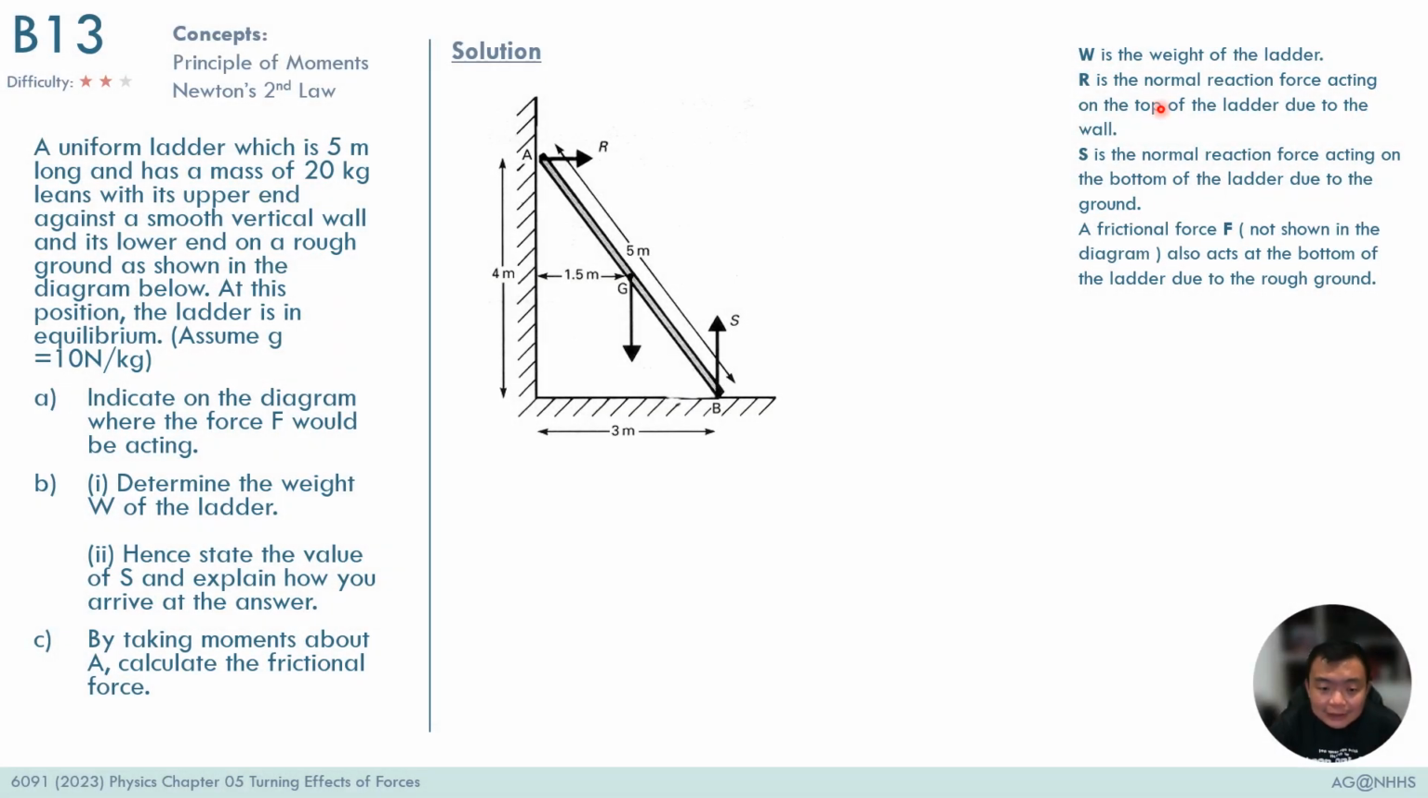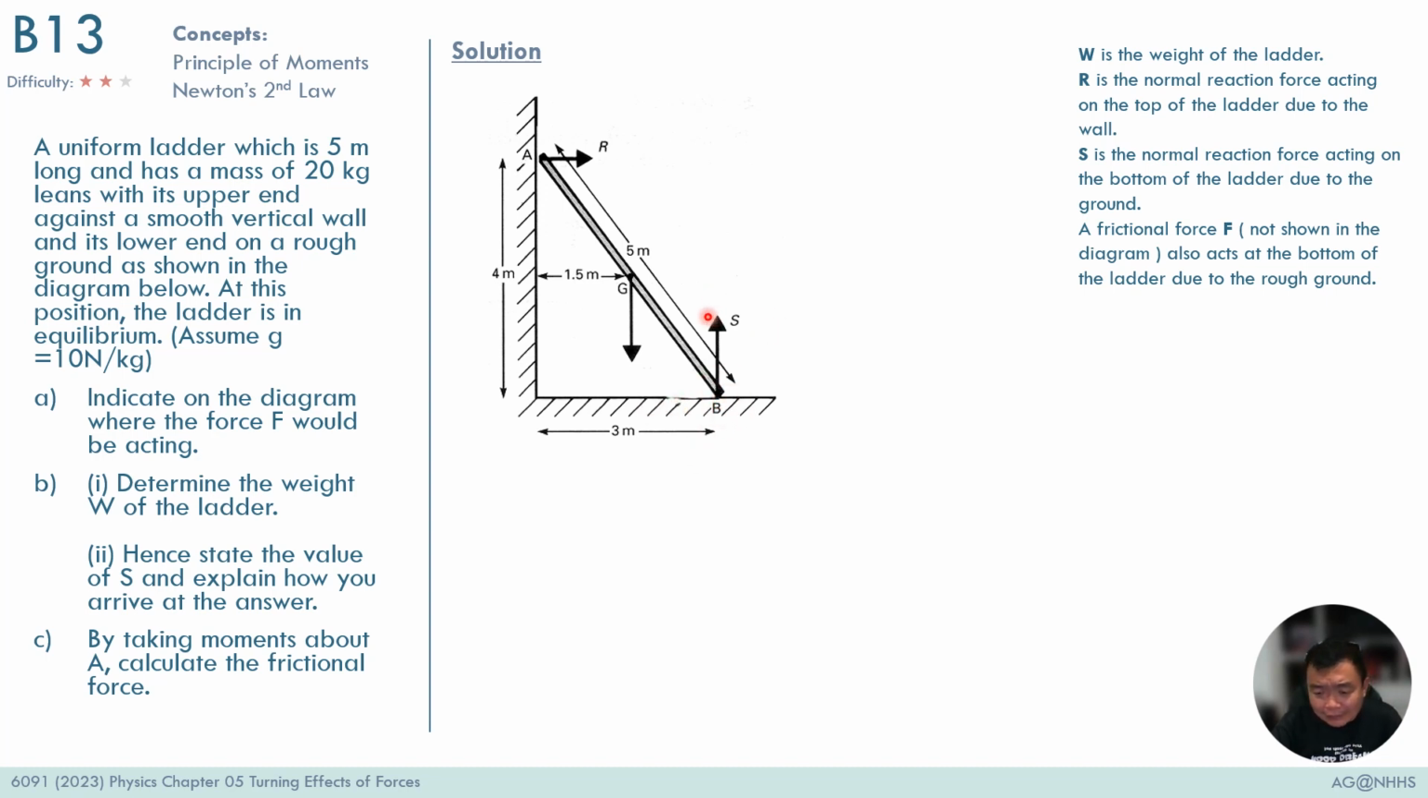In this question, you will be applying both the principle of moments and Newton's second law. It shows you an object, probably a ladder, resting on a wall, and the wall supports the ladder with a normal contact force R that is perpendicular to the surface. That's why R is horizontal. There's a downwards weight of the ladder, and an upwards normal contact force S by the ground on the ladder, that supports the ladder from the ground.